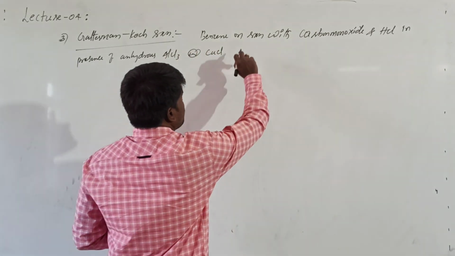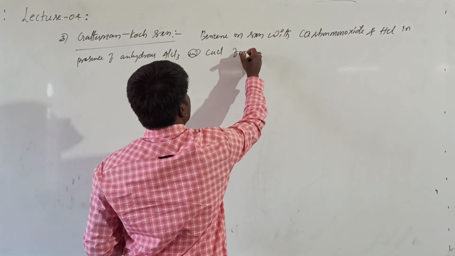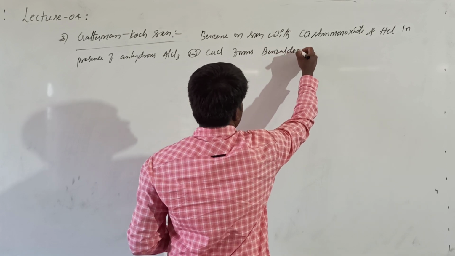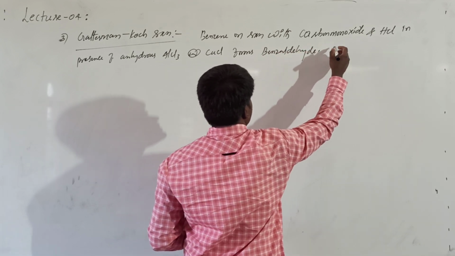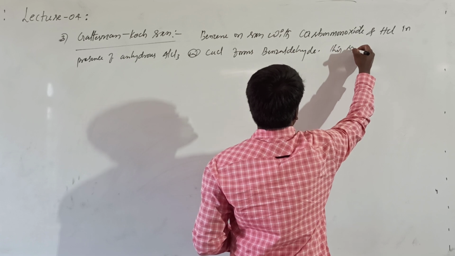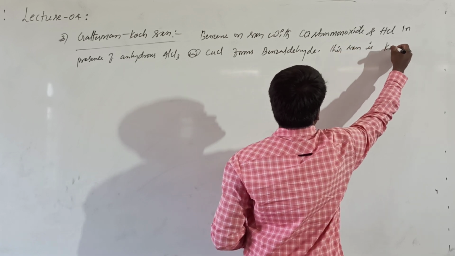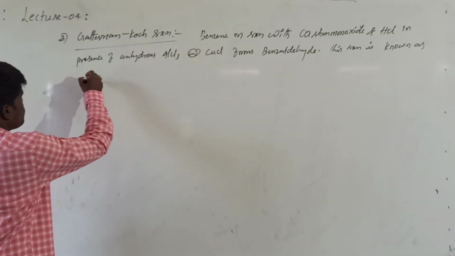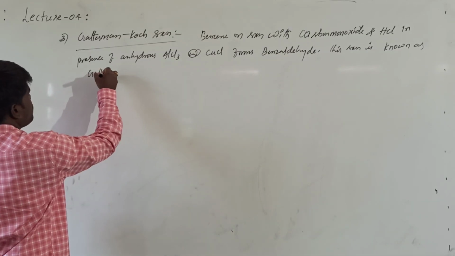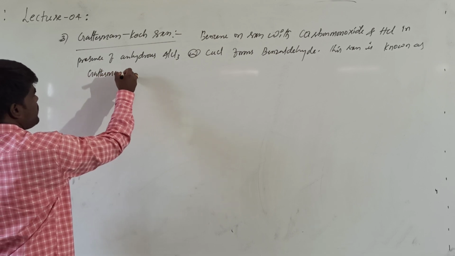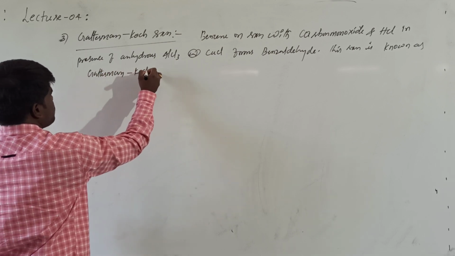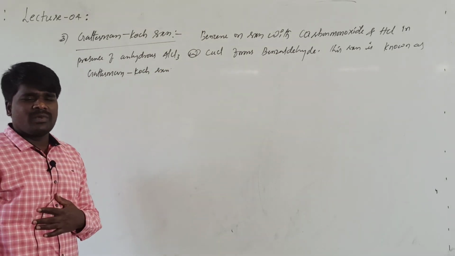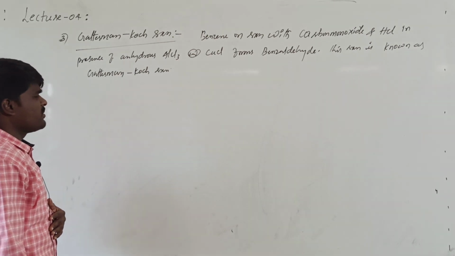Okay, forms benzaldehyde. What it will form? Benzaldehyde it will form. This reaction is known as Gattermann-Koch reaction. These named reactions are very important. These are very important for the 2 marks question. Right? Directly the equation will be asked for the 2 marks question in the board examination.